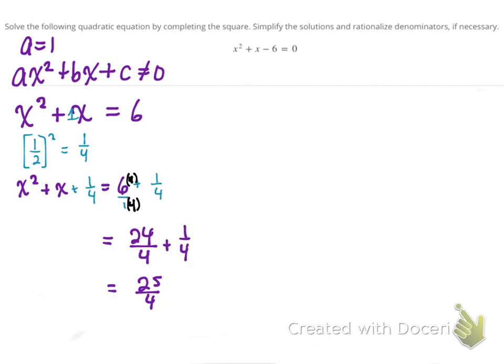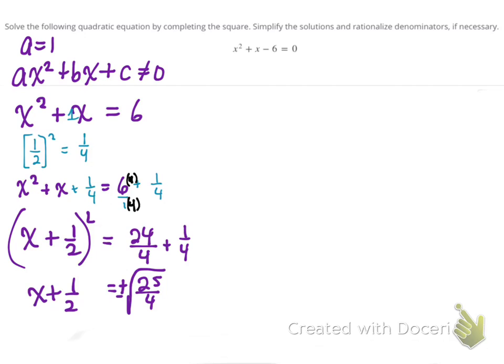Now let me work on the left-hand side. On the left-hand side, I have a perfect square trinomial, and this is going to give me x plus 1/2 quantity squared. Then I'm going to take the square root of both sides because I want to solve with the square root method. This is going to give me x plus 1/2 equals plus or minus the square root of 25 over 4. Now to get x by itself, I'm going to subtract 1/2 on both sides.